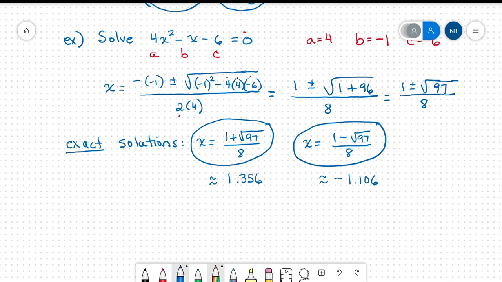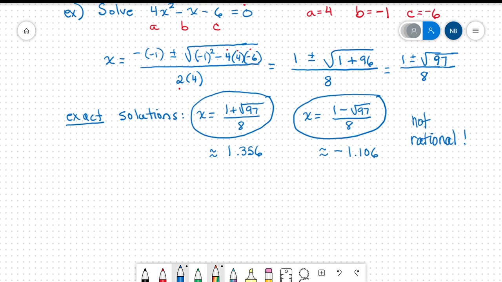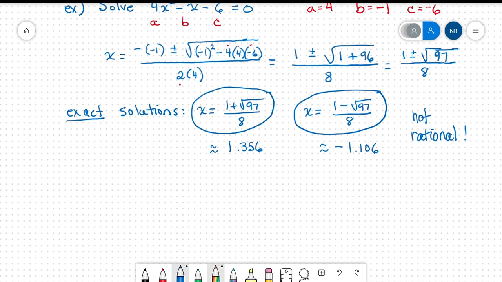By the way, the fact that these answers are so ugly, they're not rational, let's write that down. Not rational. These are called irrational numbers. Means that we could not have factored the original quadratic, even if we tried. All right, I should say we couldn't have factored it using only rational numbers.